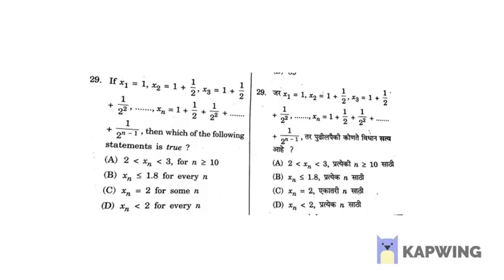Now this is the 29th question. This also was mathematical and I did not solve it. I asked my friend, and the correct answer for this question is D, that is xn is less than 2 for every n. So the correct answer for this question also is D.